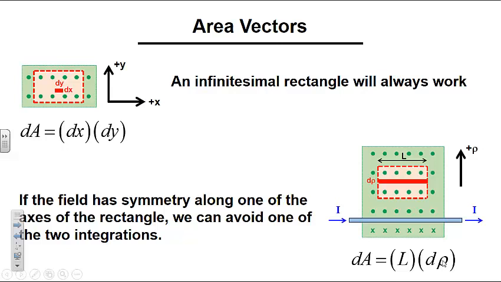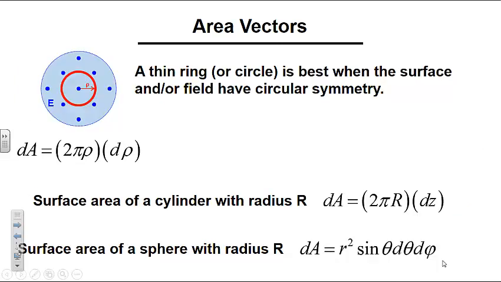For example, if the field has symmetry or is constant along one axis of the rectangle, then we can use an infinitesimal bit of area with only one differential. Similarly, if the field or surface has circular symmetry, we should use a thin ring or circle as the infinitesimal bit of area. Other systems might require using the surface area of a cylinder or the surface area of a sphere.